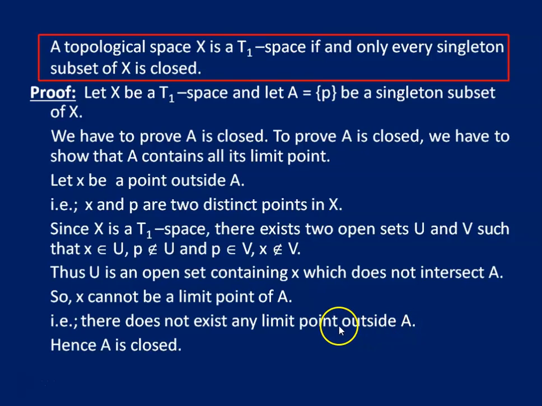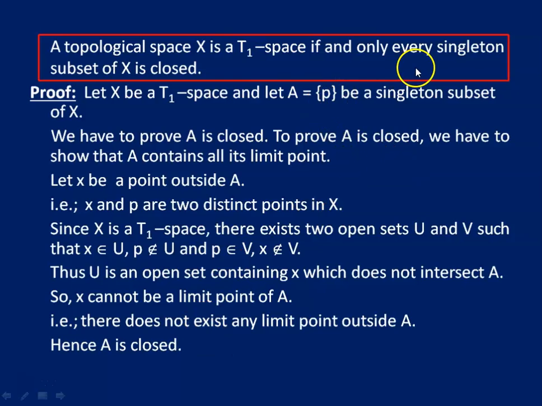From this we conclude that A contains all limit points inside it. That means there doesn't exist any limit point outside A, so A contains all its limit points inside the set A itself. Hence A is a closed set. Now let us prove the converse one.